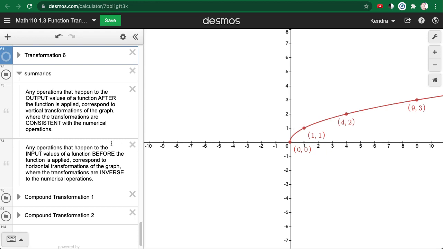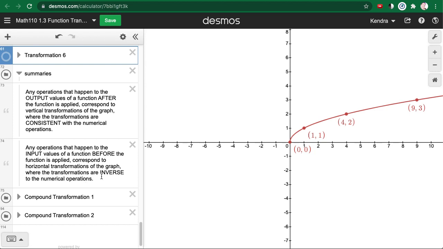on the graph. Operations that happen to the input values of the function before the function is applied correspond to horizontal transformations, that is, operations on the input, on the x-coordinates. And the transformations are inverse to the numerical operations. So multiplying x by a factor of 3 before applying the function has the effect on the graph of multiplying all of the x-coordinates by a factor of 1/3. So inverse to the numerical operations.